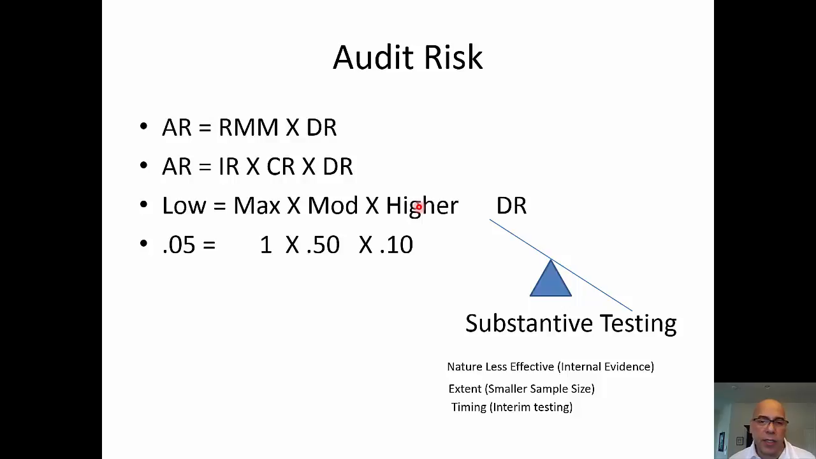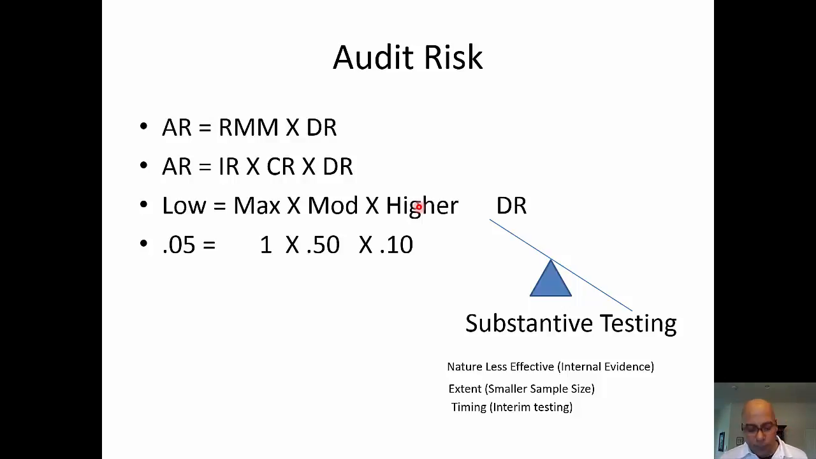And if we accept a higher detection risk, again, substantive testing is down, but we want to be specific. Nature, extent, timing. Nature: we can use a less effective procedure such as using internal evidence instead of external evidence. Extent: smaller sample sizes. Timing: now we can do a significant amount of our testing at interim, although remember, even if we do some interim testing, we will need to do a roll forward and do a little bit of testing to make sure that things haven't changed significantly from the time that we did our testing at interim. So we would do some roll forward from our interim date to the year end.